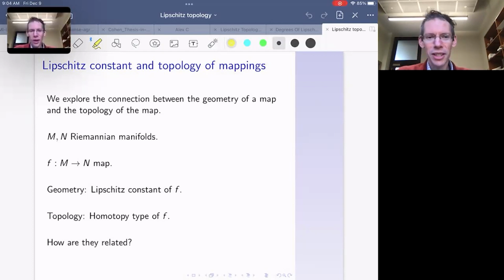Okay, so this talk is about the relationship between the Lipschitz constant of maps and topology of maps. So we have two Riemannian manifolds and we have a map between them. And the geometric feature of the map we'll pay attention to is the Lipschitz constant, which I'll remind you what that means in a second. And the topological feature is the homotopy type of the map. And I'm curious about how they are related to each other.